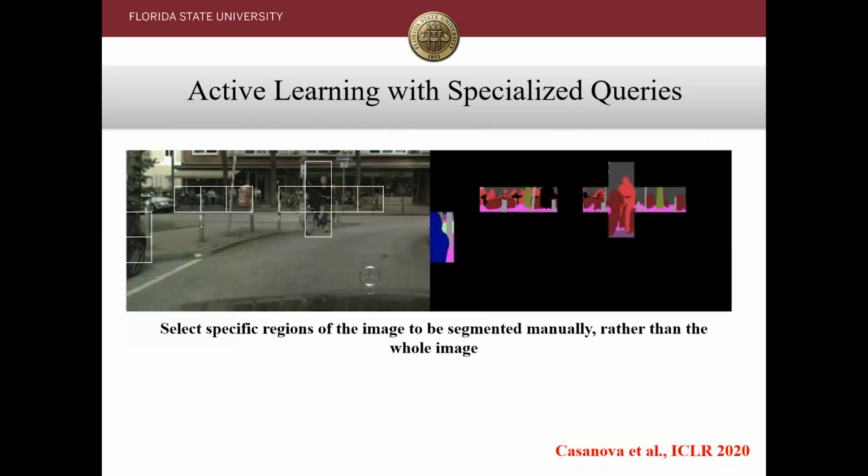One way to do that may be to identify segments of the image where the annotation needs to be done instead of annotating the whole image. So you can pick an image together with some informative segments and ask the annotator to label only those segments. That can be a better way to request labels rather than requesting the annotator to annotate the whole image.